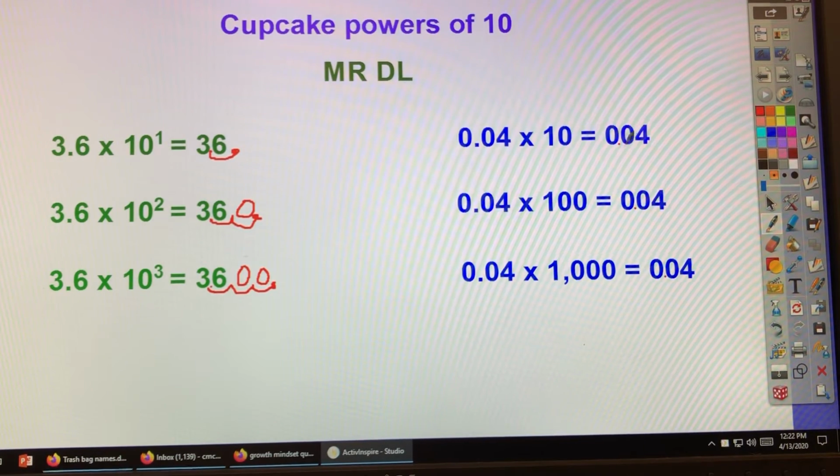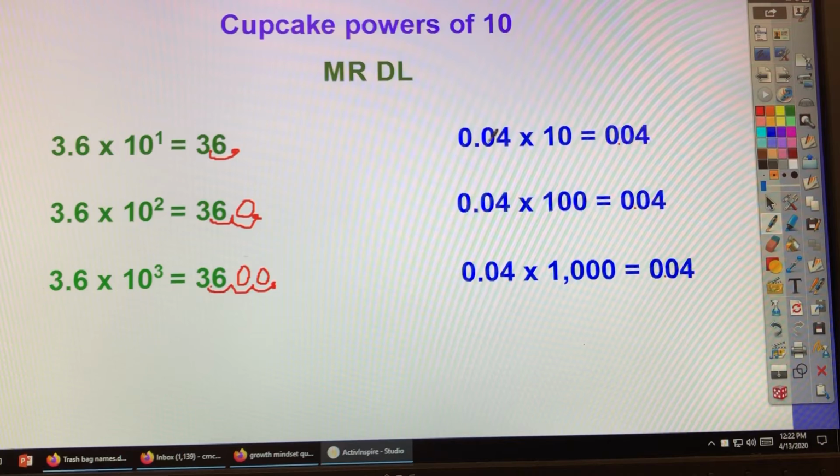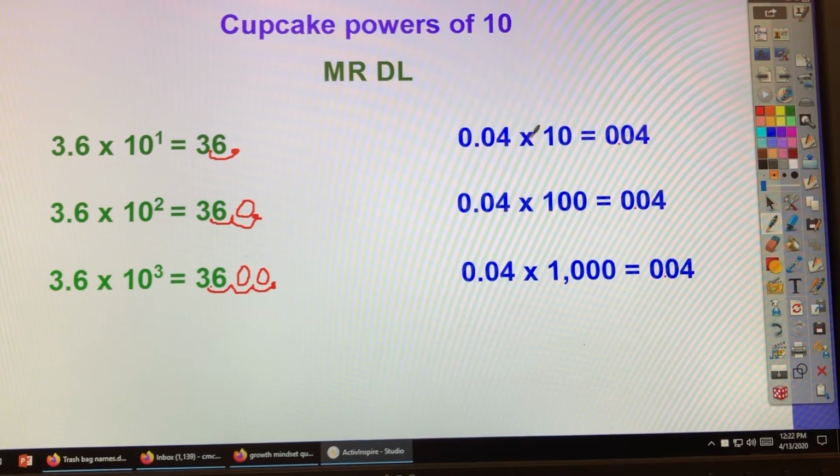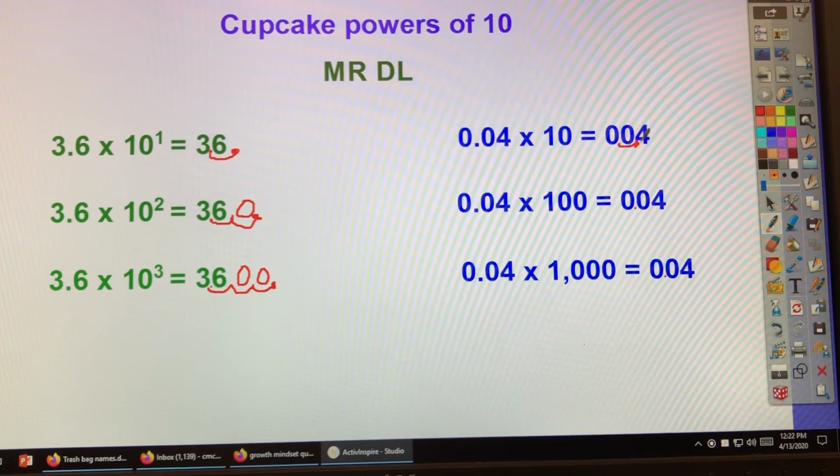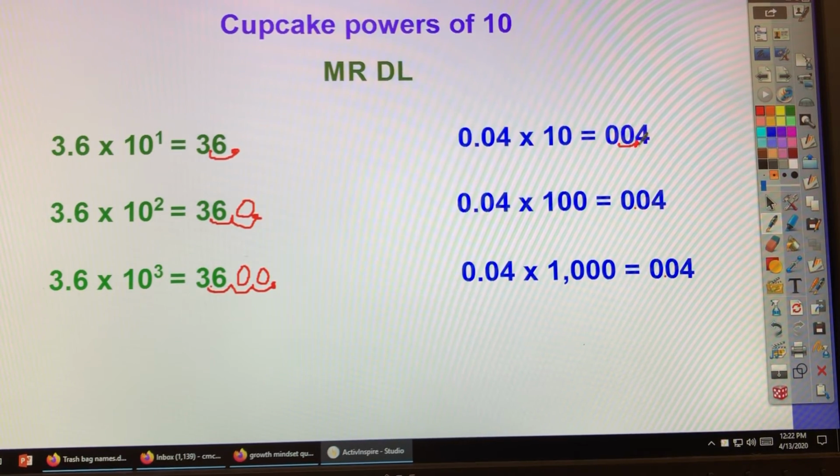Okay. Let's go back to the first problem. 4 hundredths times 10. I see 1 zero in the number 10. Let's bump it one place to the right. So our answer to this first one is 4 tenths. The decimal point is before the 4. Okay, 4 tenths.